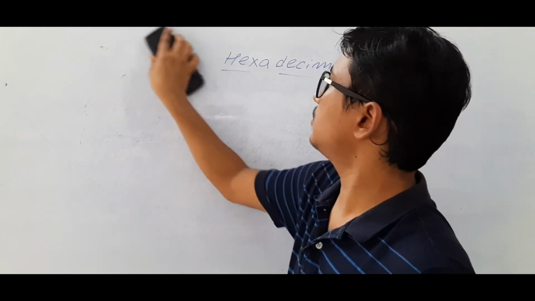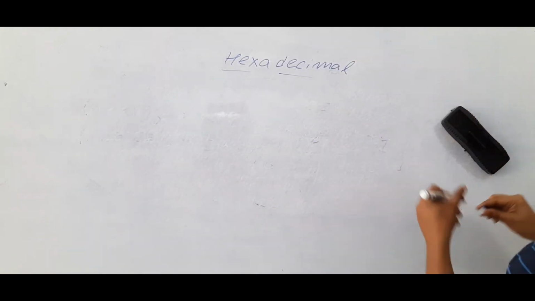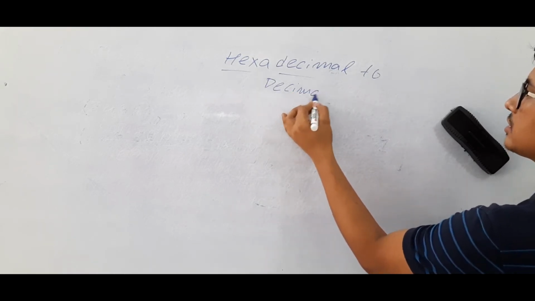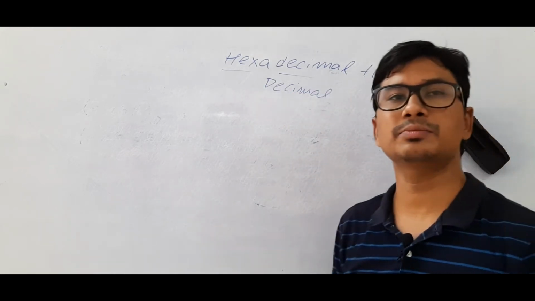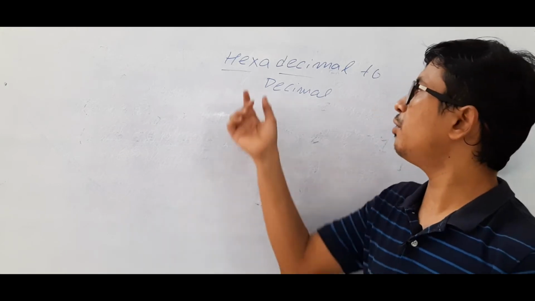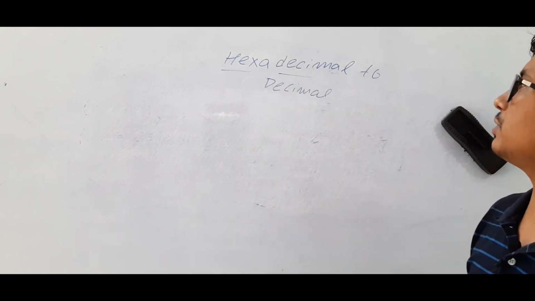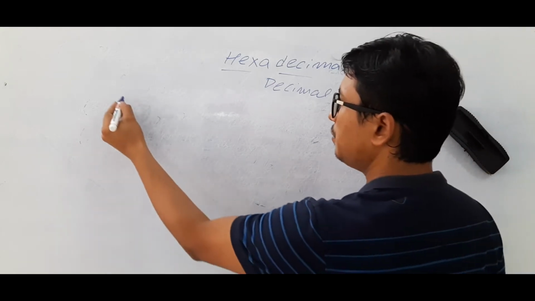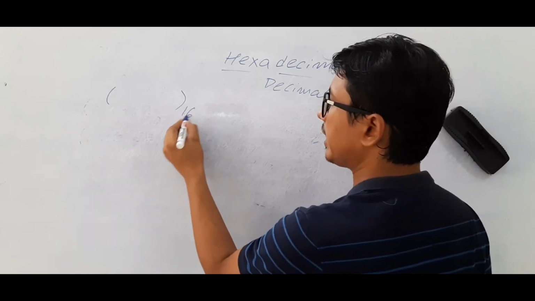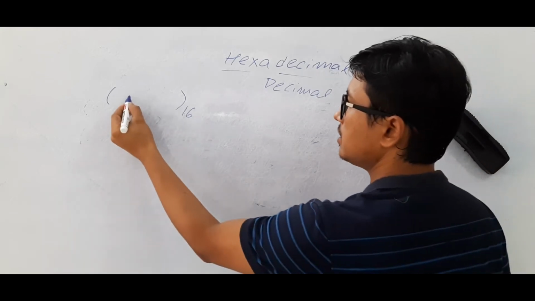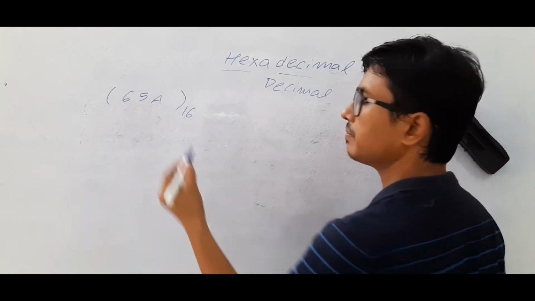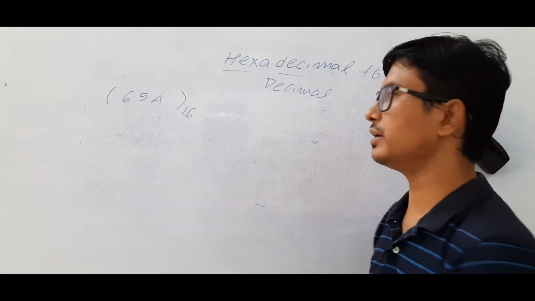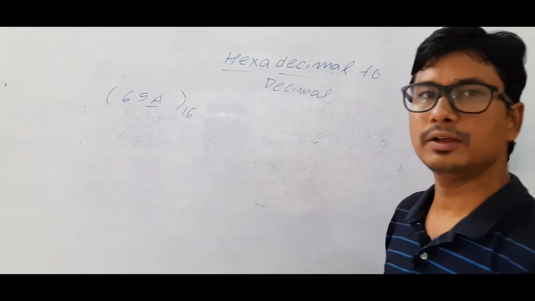Now I want to discuss hexadecimal to decimal conversion. Already we have discussed how to convert a decimal number to hexadecimal. Now I want to discuss how to convert a hexadecimal number to decimal. I will take a number in hexadecimal. Let's take 65A. I have taken A just because A is also a possible digit for base 16.